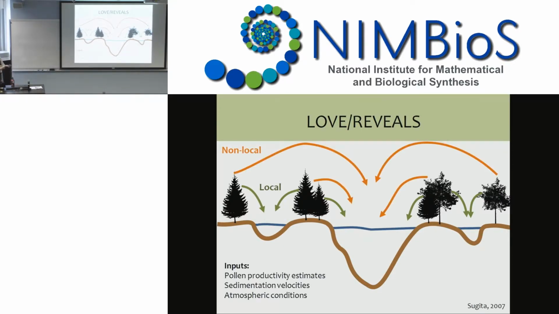And so I'm not going to go into details about this model, but if you're interested, I encourage you to go and check out the papers that Sugita wrote about it. This model requires several inputs. You have to know things about pollen productivity, so how much pollen are different trees producing? Sedimentation velocities, how fast does pollen fly around in the air? Atmospheric conditions, things like that. These things are very hard to know, but you need to know them to use this model. Okay.